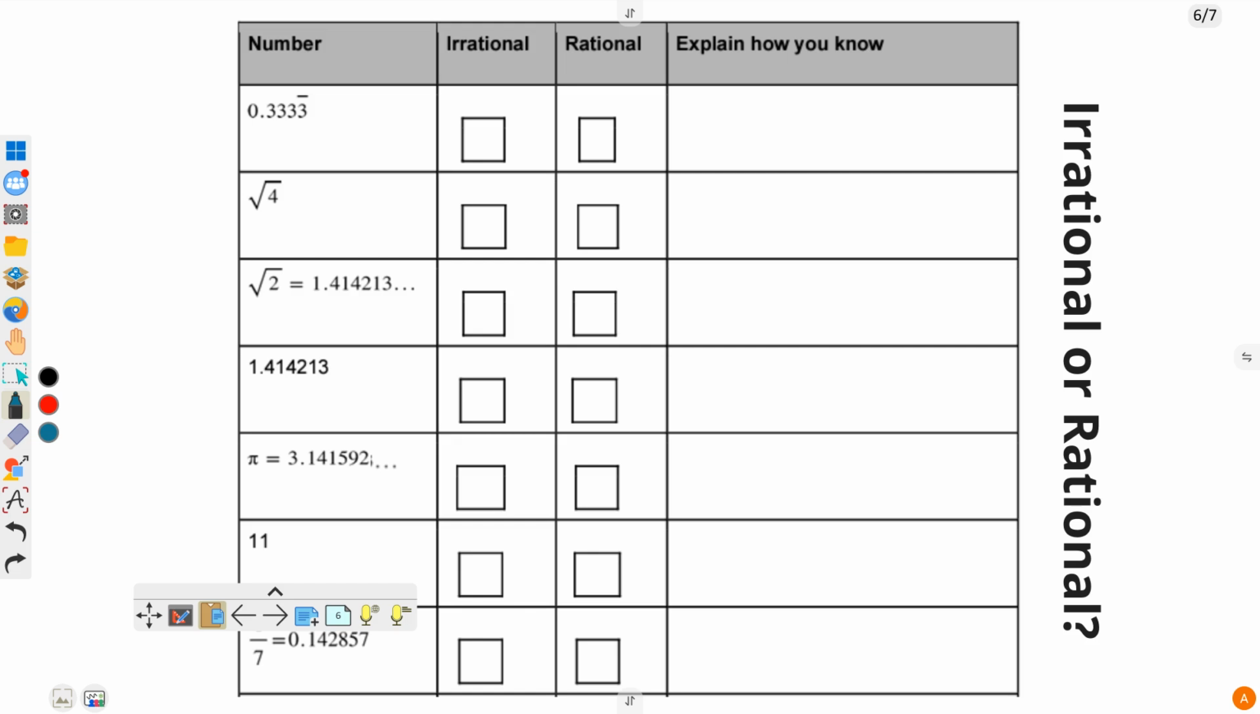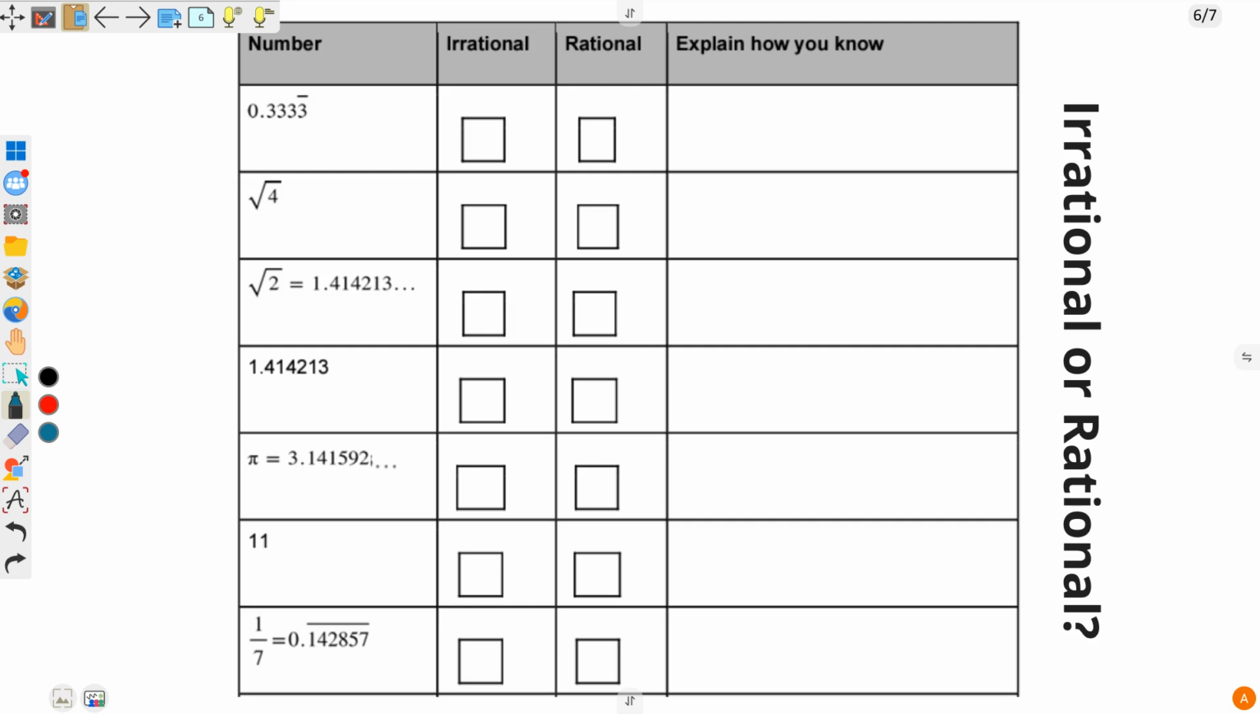All right, so hopefully you watched that video. Hopefully you got a better understanding of rational and irrational. It showed everything we've been talking about. Okay, so now I want to go through this, and I want to talk about which of these numbers are rational and which are irrational.